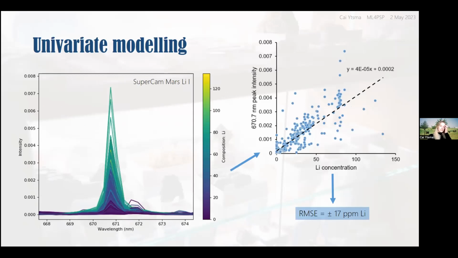So a good example to start with understanding linear versus non-linear is the most basic linear regression, which is univariate modeling, where I'm sure everyone's seen this before. You plot a single value, often the signal intensity or a peak area, against the thing you're looking to predict. You get a line of best fit, and that becomes your calibration. So here's an example I quickly made with some SuperCam Mars data on the strong lithium peak at 670 nanometers.